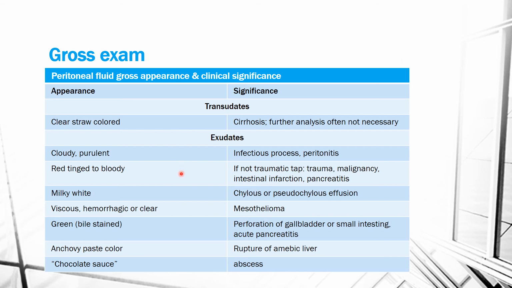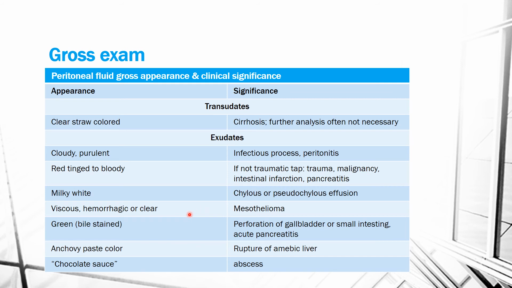If it has any red color to it, you're worried about hemorrhage. Milky and white, that's the chylous effect. You're thinking chylomicrons. But really viscosity, if your PD fluid has become very viscous, that's a good sign of mesothelioma.